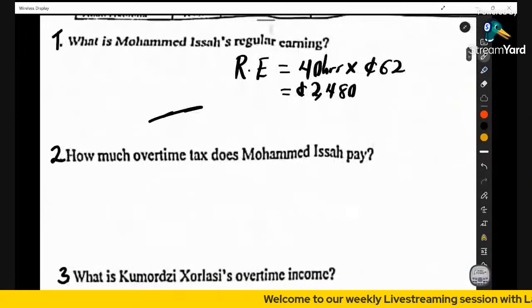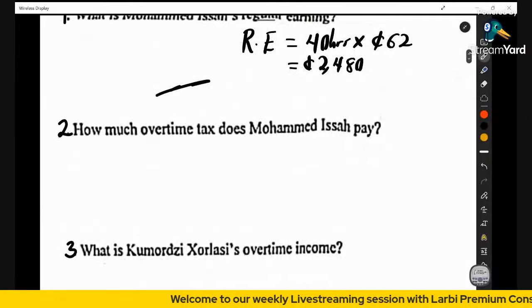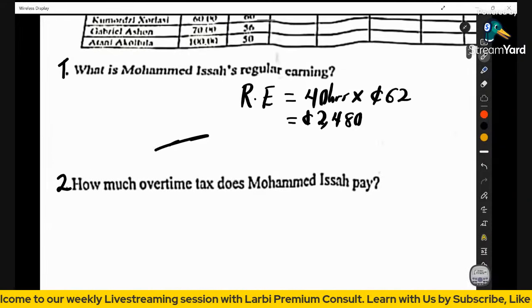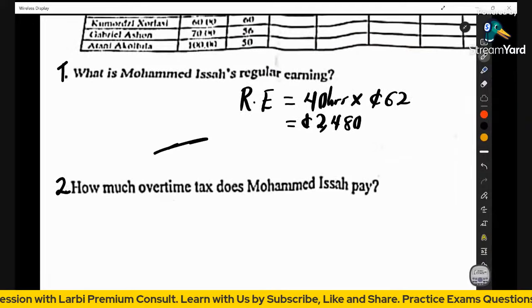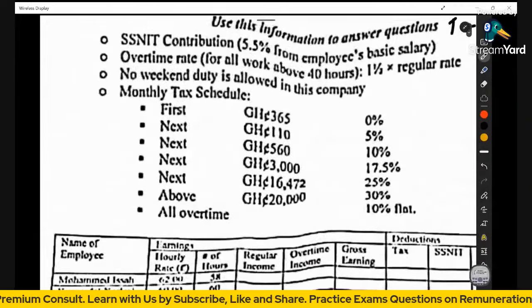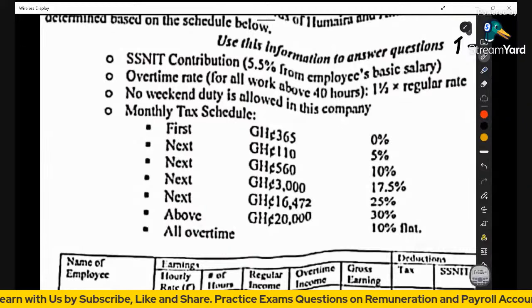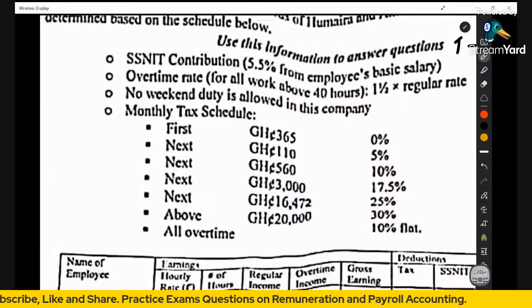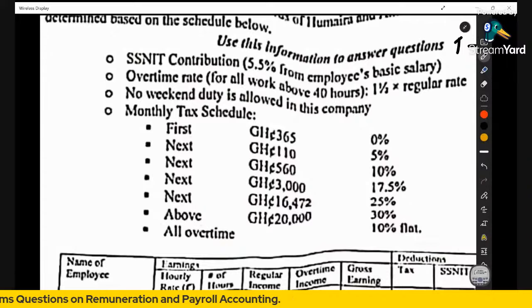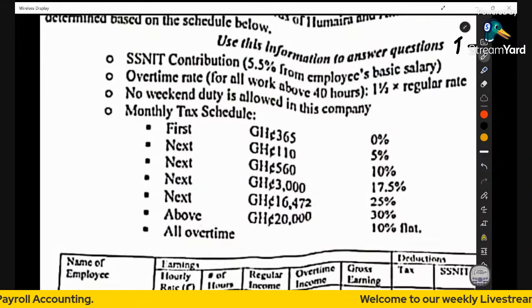And then question number 2: how much overtime tax does Mohammed Issa pay? Now you know his regular income to be 2,480. So what will be the overtime? The overtime condition here is that once an employee works above 40 hours, any extra hours go for 1.5. So the 1.5 becomes the motivating factor, right?